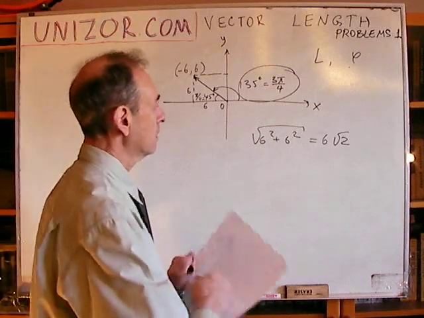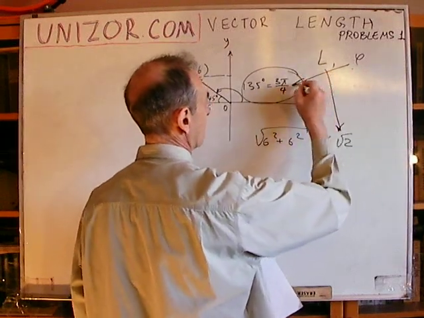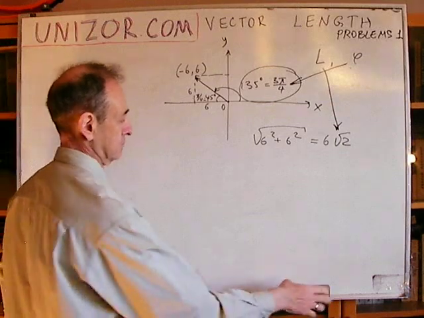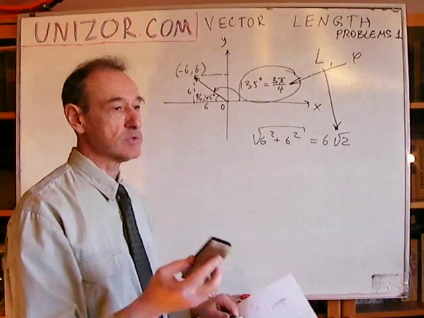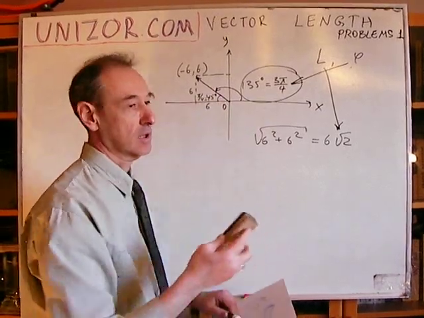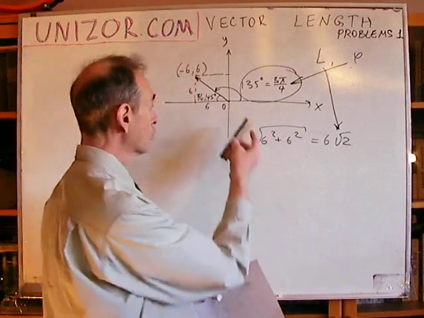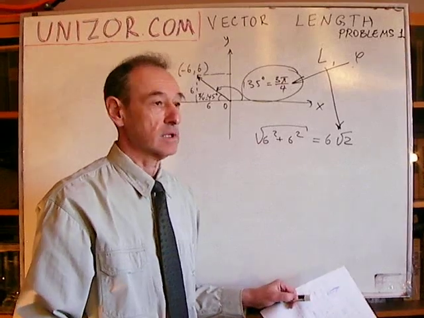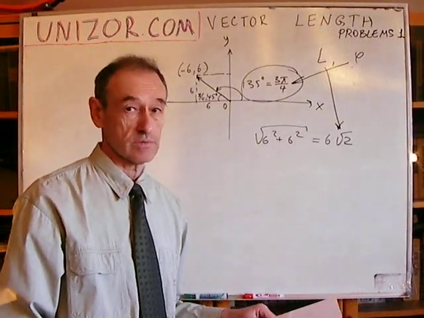So this is L, and this is phi. End of story. So mind you that I'm using the angle from the positive direction of the x-axis towards the direction of the angle. I mean, that's basically something which is sufficient to define the direction of this vector, right?